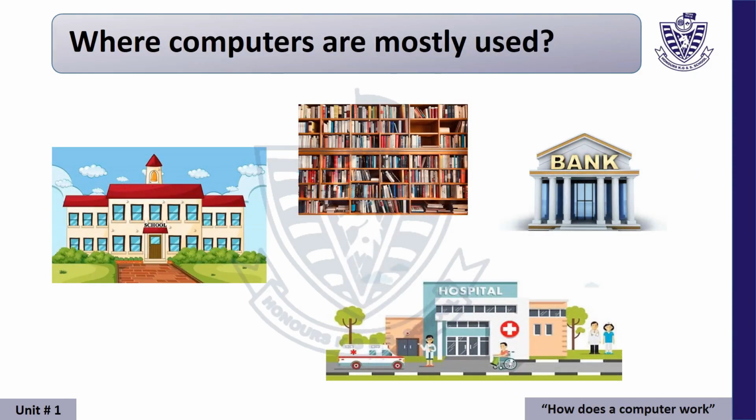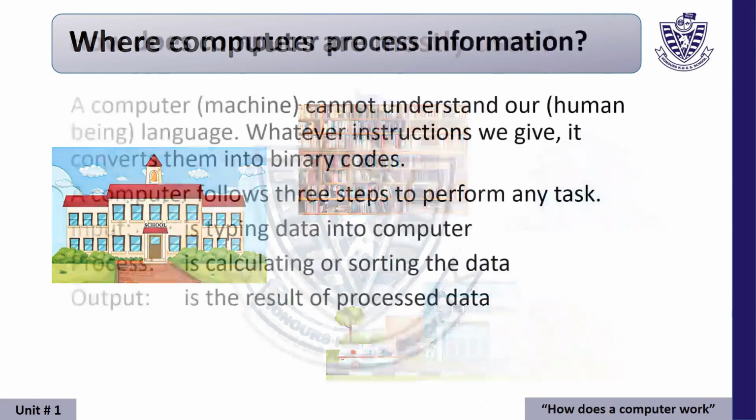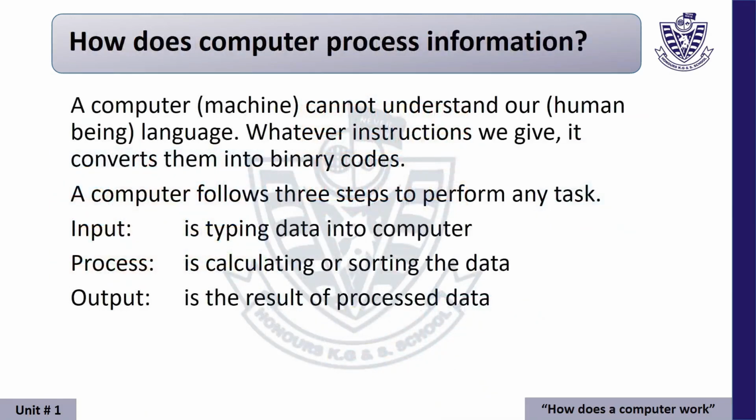Where are computers mostly used? Computers are mostly used in our houses, libraries, banks, or hospitals. Even computers are used in every field of our life. How does a computer process information?